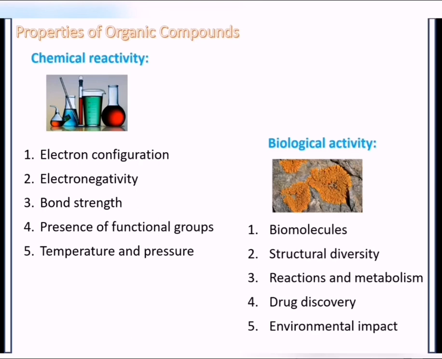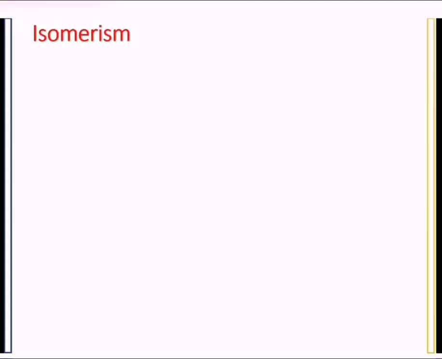The next one is drug discovery. Medicinal chemists use organic chemistry principles to design and synthesize organic compounds with desired biological activities, such as pharmaceutical drugs. And the last one is environmental impact. Organic compounds also play a significant role in environmental processes.